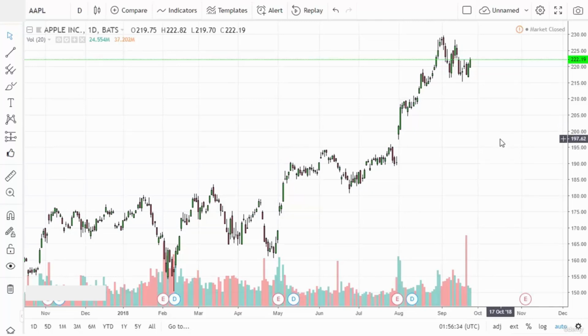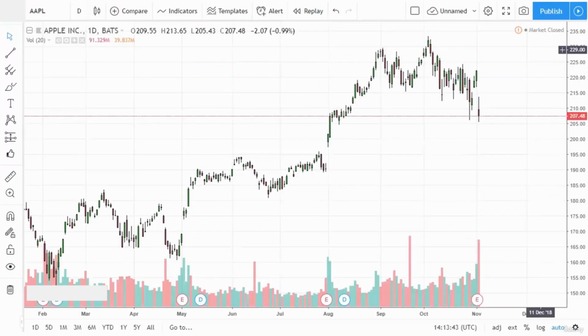So day traders tend to stick to larger stocks such as Apple or the SPY or a JP Morgan, that type of stock. Stick around. We'll talk about support resistance trading strategies next.